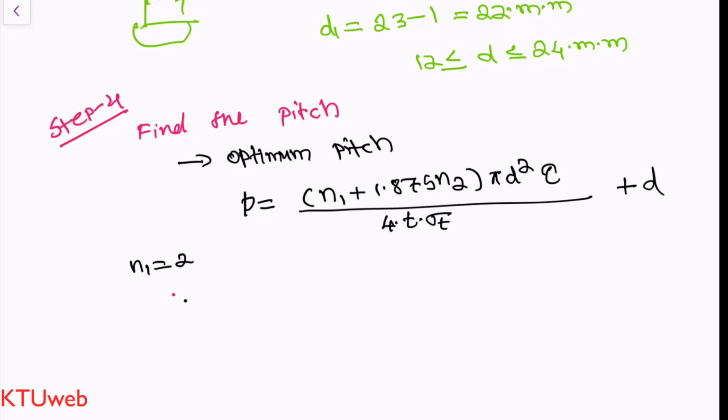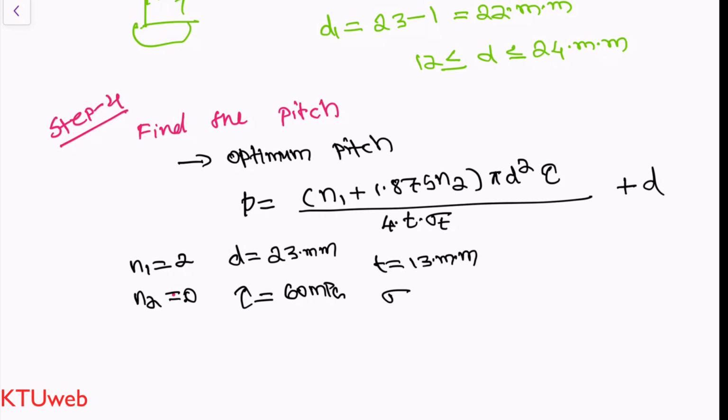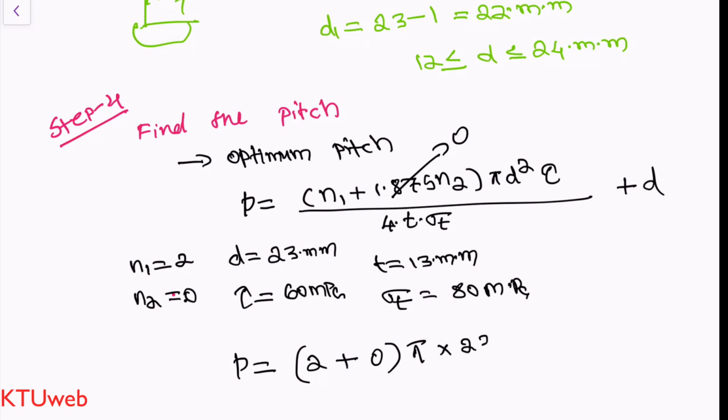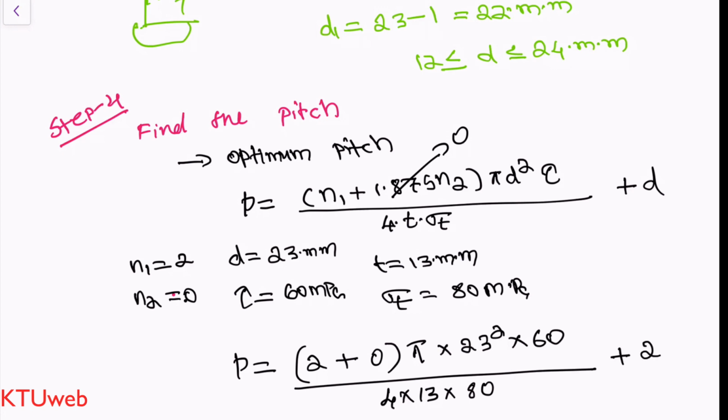N1 is equal to 2, then N2 equal to 0, then d is equal to 23 mm, and tau is equal to 60 megapascal. Then thickness t is equal to 13 mm, and sigma t is equal to 80 megapascal. So we can apply these into the optimum pitch equation. Pitch P is equal to 2 plus this entire term becomes 0 because N2 is 0. So I am just putting 0 here, and pi into 23 square into 60 divided by 4 into 13 into 80. Don't forget to add the diameter 23.